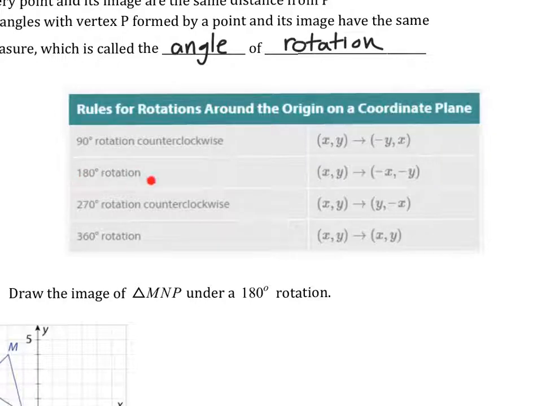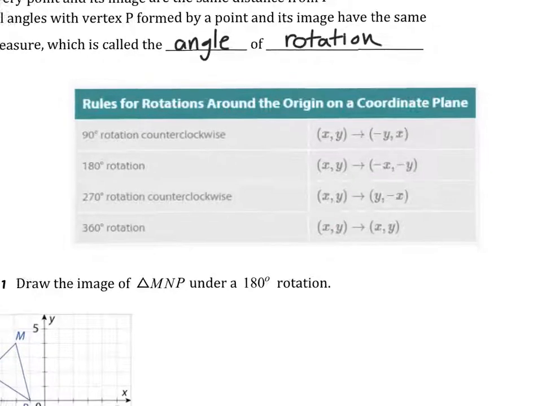If you want to do a complete 180 degree rotation, all you have to do is make both x and y opposite. To do a 270 degree rotation counterclockwise, you swap x and y, the positions, but then you make x opposite. And for a full 360 degree rotation, it's coming back to exactly where it started, so x and y remain the same.